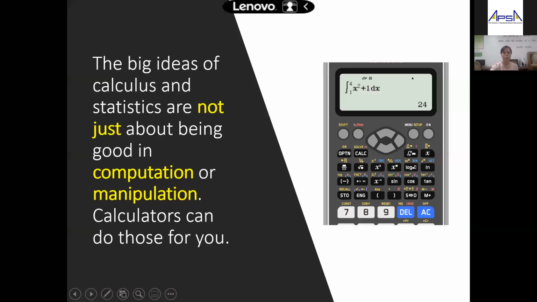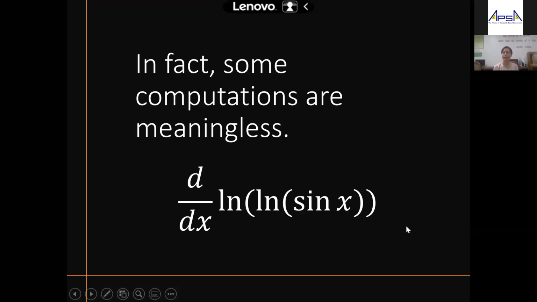What I want to do now is to give a summary of what we did to organize everything. So first, the big ideas of calculus and statistics are not just about being good in computation or manipulation. Calculators can already do those for you. Diba? In fact, some computations are meaningless. Those who were present at the start of my talk, di ba? Marunong tayo kumuha ng derivative nito, yung pala walang graph. So some computations are meaningless.